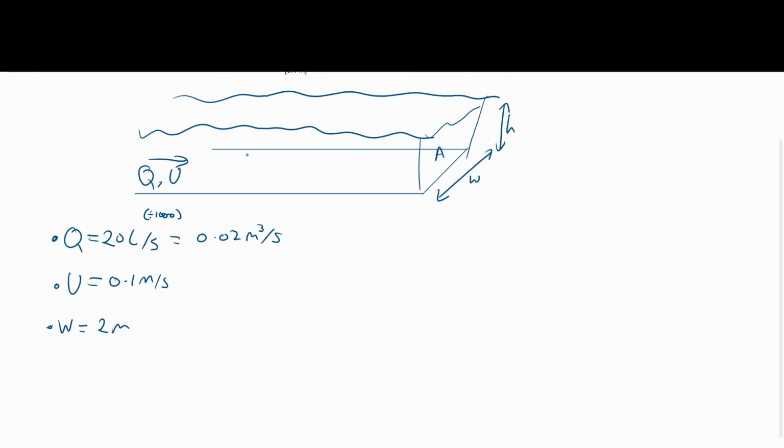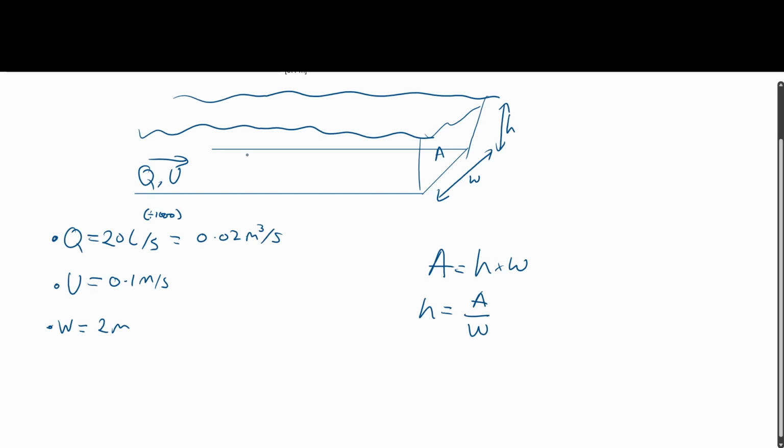Okay, so we need to be thinking, what kind of equations will give me flow depth considering what I have in front of me? The first one, the most obvious one, is going to be that your cross-sectional area is equal to your depth times your width. By rearranging this equation, we see that depth is equal to area over width.